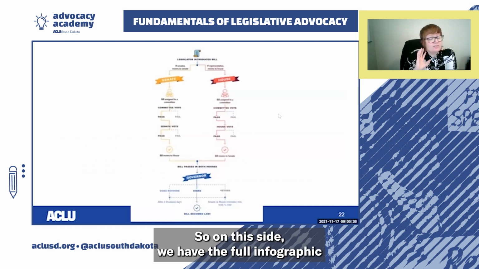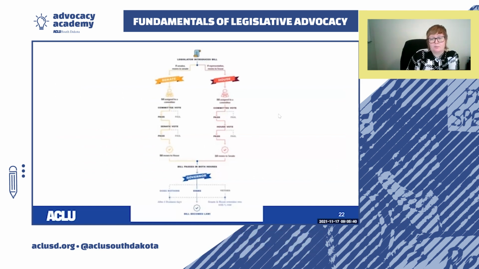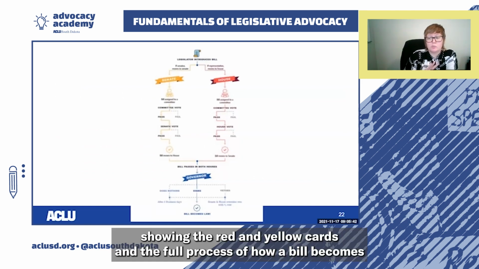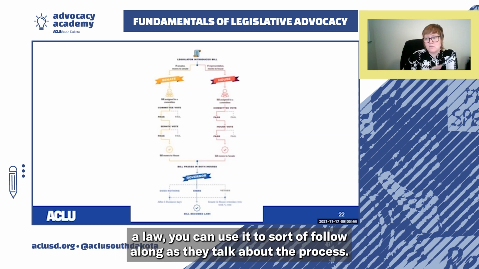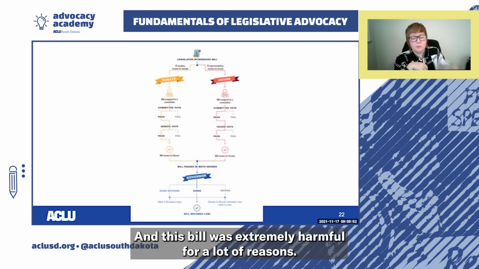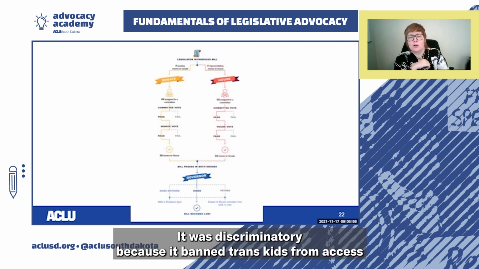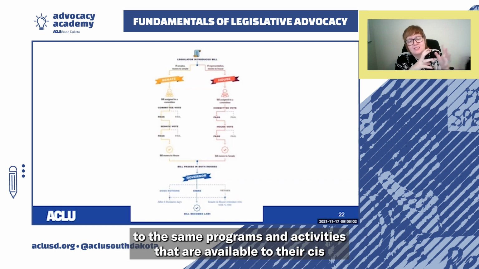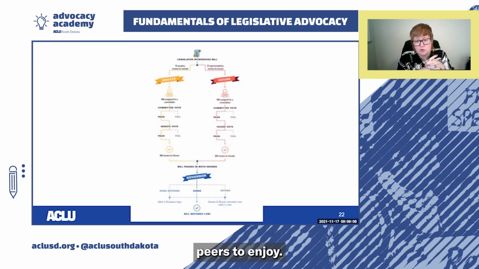So on this slide, we have the full infographic showing the red and yellow paths and the full process of how a bill becomes a law. You can use it to sort of follow along as I talk about the process HB 1217 took. So this bill was extremely harmful for a lot of reasons. It was discriminatory because it banned trans kids from access to the same programs and activities that are available to their cis peers to enjoy.